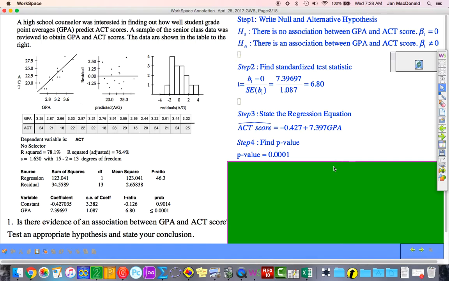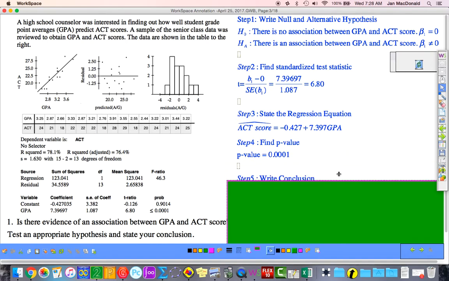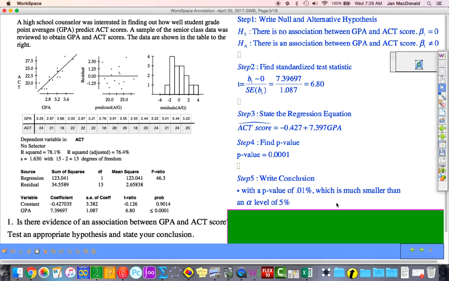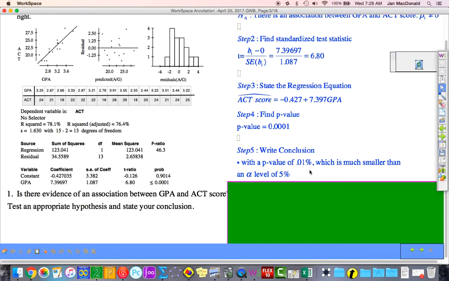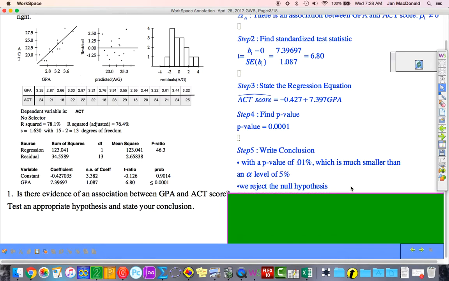So our last step is obviously to write our conclusion. And the first step, with a p-value of 0.01%, which is much smaller than an alpha level of 5%, and again with a small p-value, we expect that we are going to reject the null hypothesis. So if we reject the null hypothesis, we always write our conclusion in terms of the alternative.